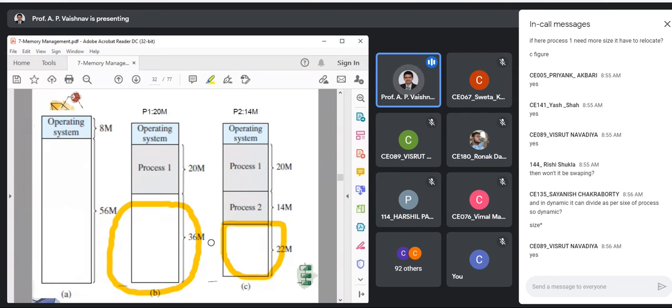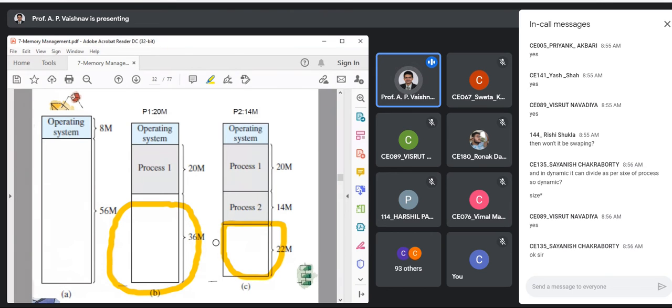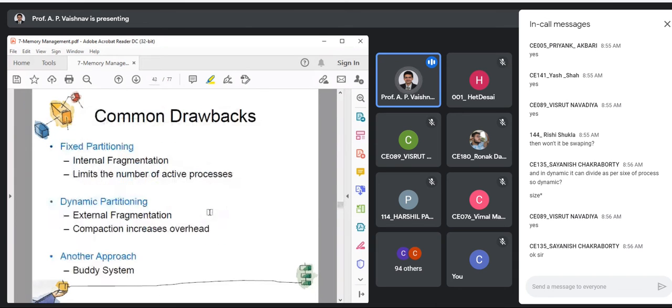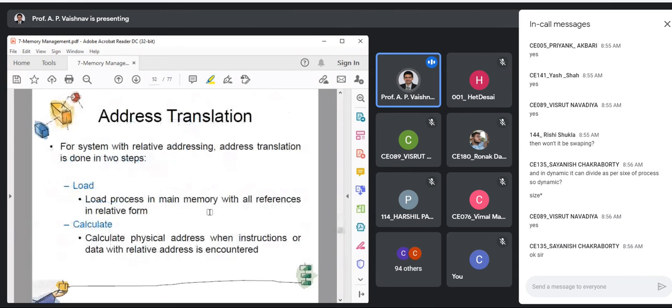Okay. In dynamic, it can divide as per the size of process. Yes, that is why it is dynamic. That's correct, Sainish. At runtime, you decide, right? That is why it is called dynamic partitioning. Okay, fine, good. So now let us continue with this relocation.